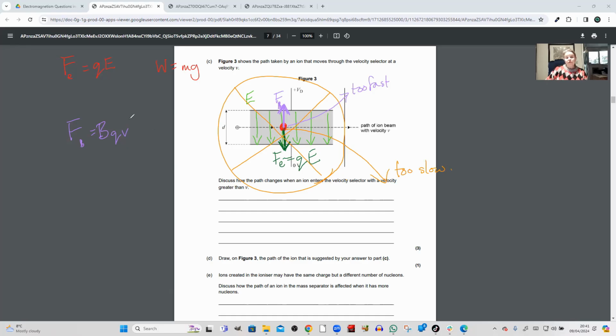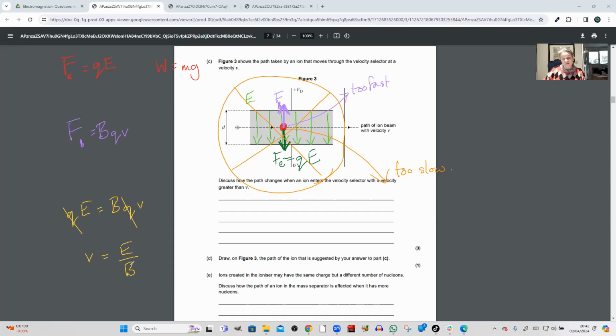Okay, because the speed, can you see it doesn't affect the electric force? There is no velocity bit in the electric force. So now we can equate those two. So we can say that QE is equal to BQV. Oh, look, it doesn't even depend on the charge. Oh, so our velocity depends entirely on the ratio of the electric field strength compared to the magnetic field strength.